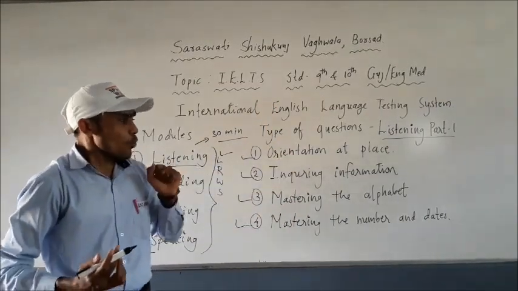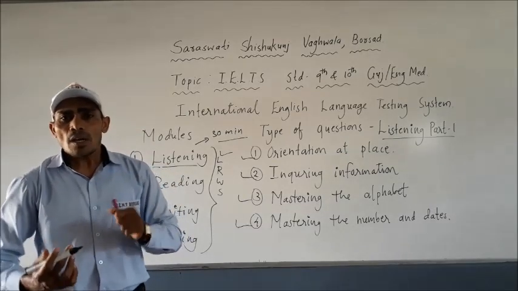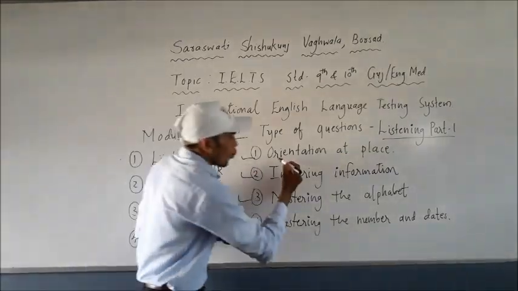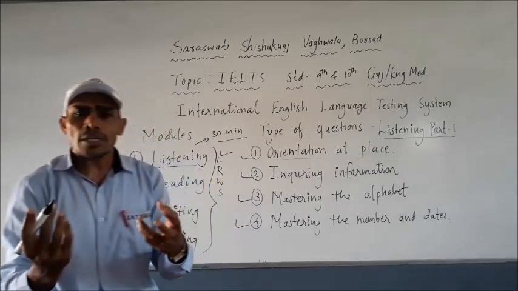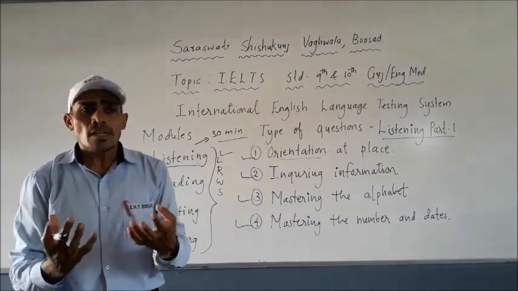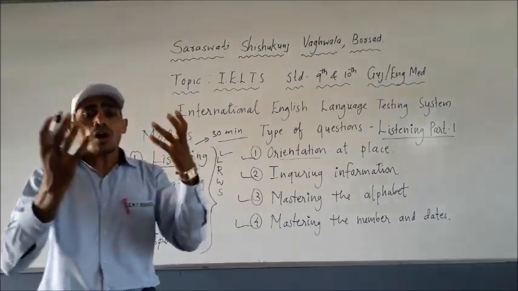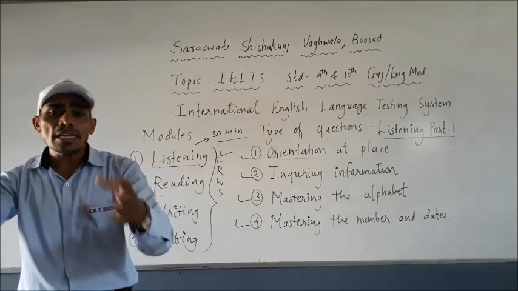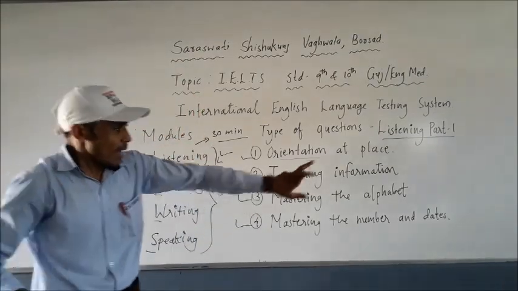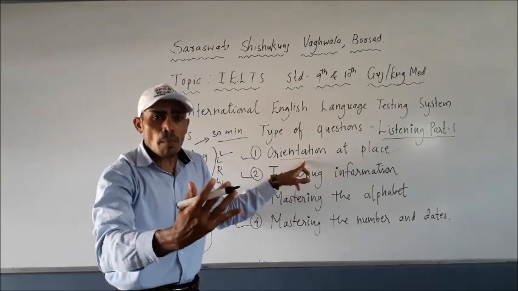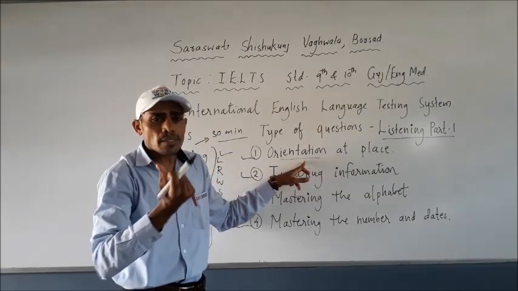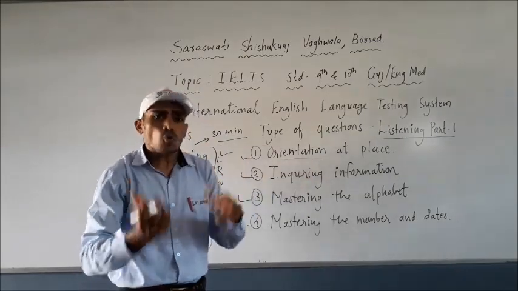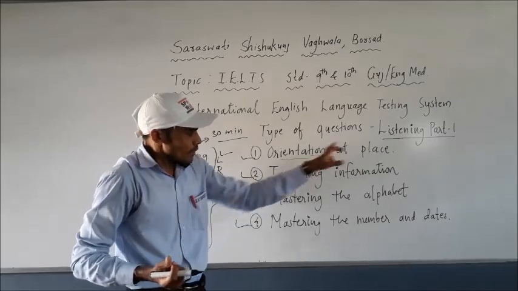What is the meaning of orientation and place? Now, first of all, you need to understand orientation. What is the meaning of orientation? Orientation means something that you need to understand at the beginning, at the place, and to know something about a particular place. That is called orientation, to know something about a place.